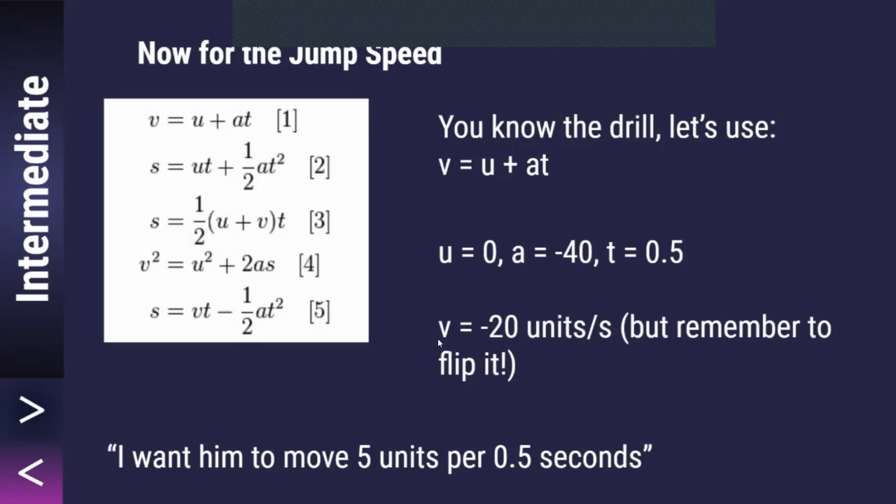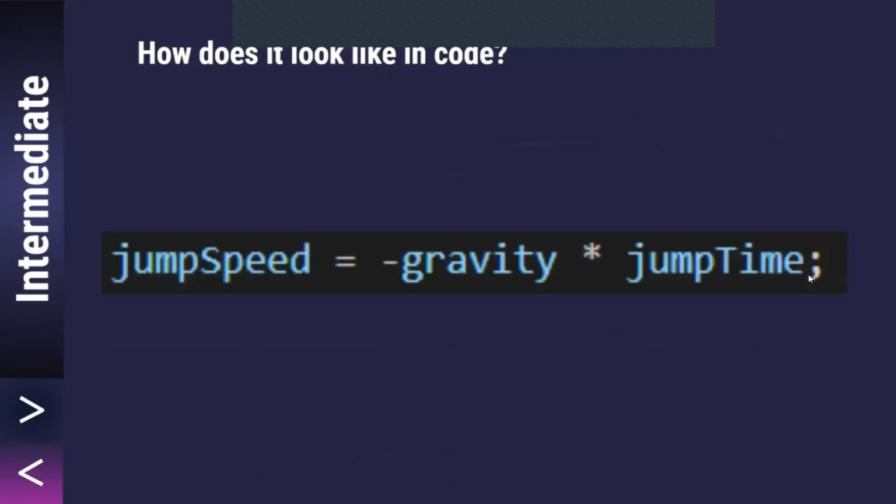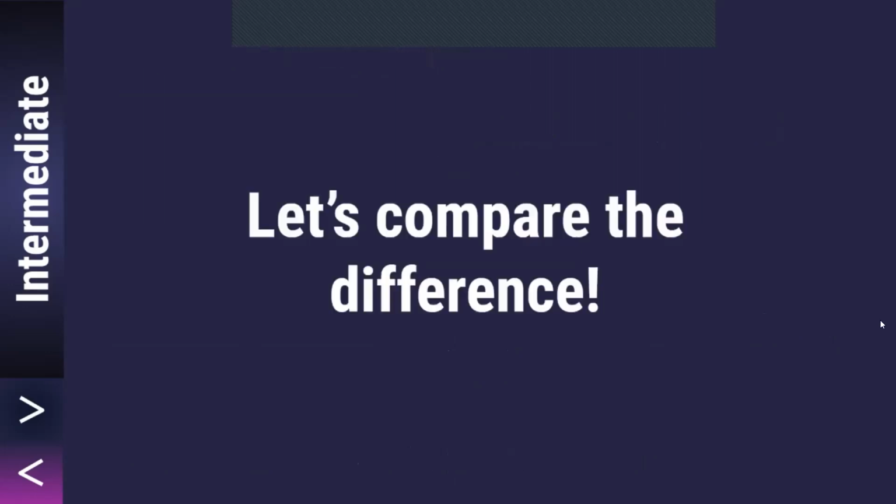But remember that you have to flip this because if you jump, you want to have a positive force upwards. But if you don't flip it, it will just still be negative. So you're basically sinking low into the ground, which you don't want to happen. So just remember to flip it. And this is what it looks like in code. Very simple, jump speed equal to minus gravity times jump time. Yep. And let's compare the difference.